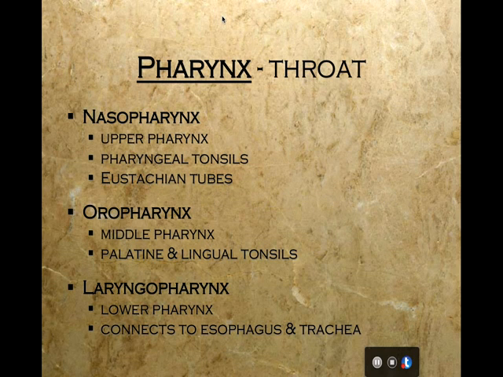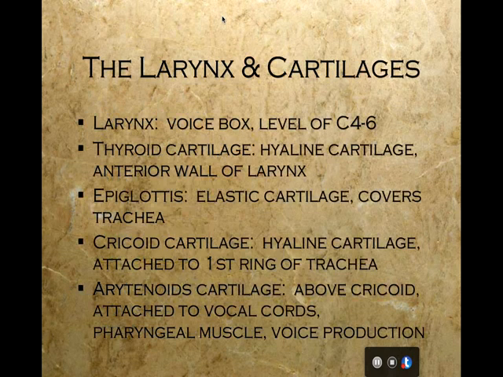The pharynx is the throat and is divided into three regions. The nasopharynx is the upper portion of the throat next to the nasal cavity. It contains the pharyngeal tonsils as well as the eustachian tubes. The oropharynx is the middle portion and contains the palatine and lingual tonsils. The laryngopharynx is the lower portion. This is where the esophagus connects to the trachea.